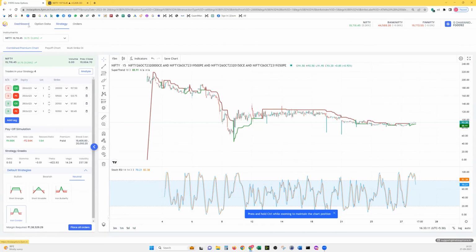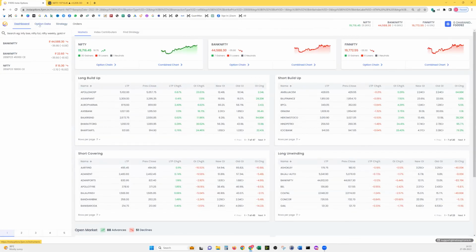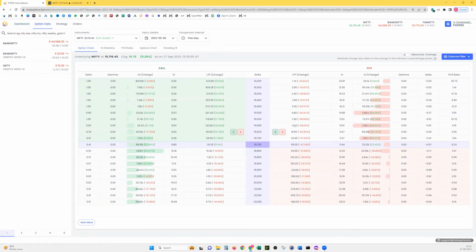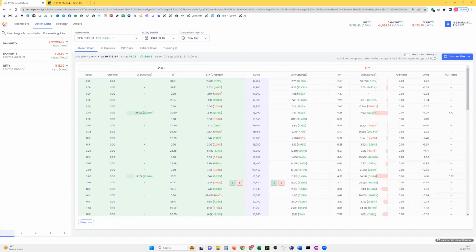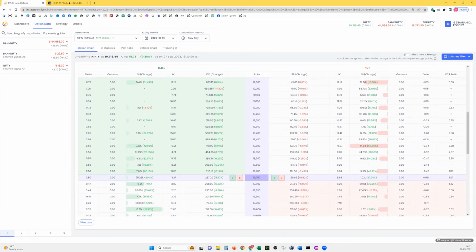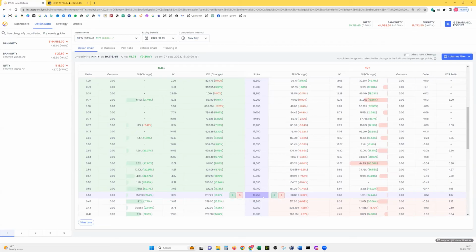Now let me go ahead and do something on the option chain. I plan to take a different expiry, October 26th. I don't find more OTM strikes, so I click on view more, and now all the strikes are visible. Let me go ahead with 19,000. So the 19,000 put option, I'm going to sell it.